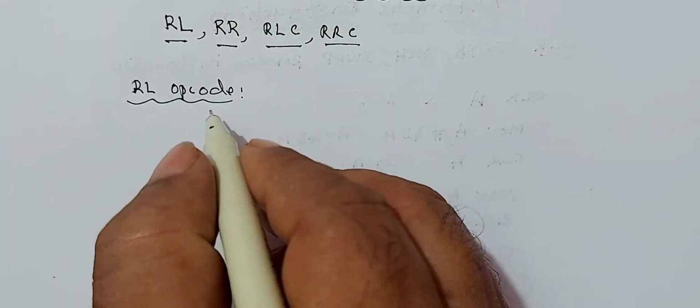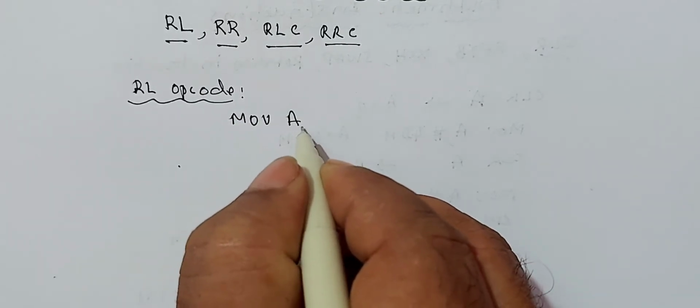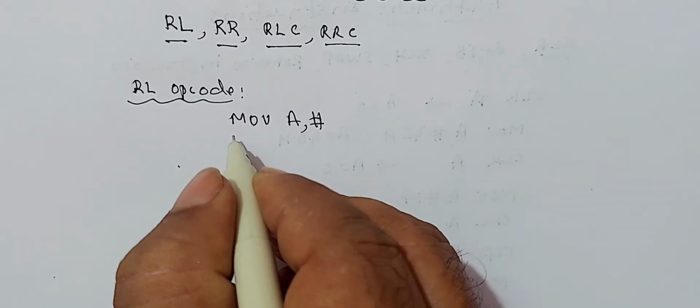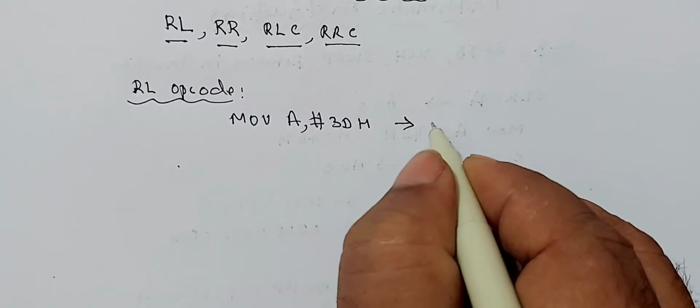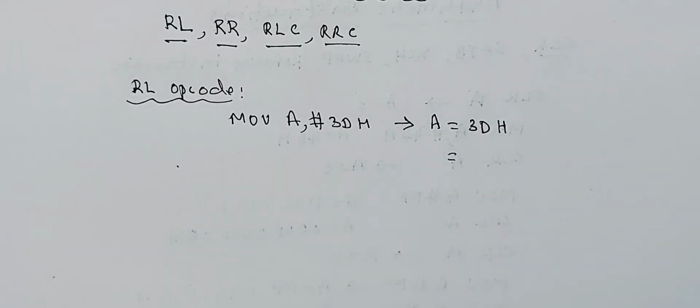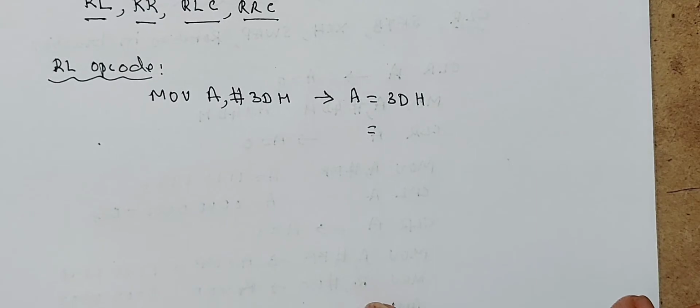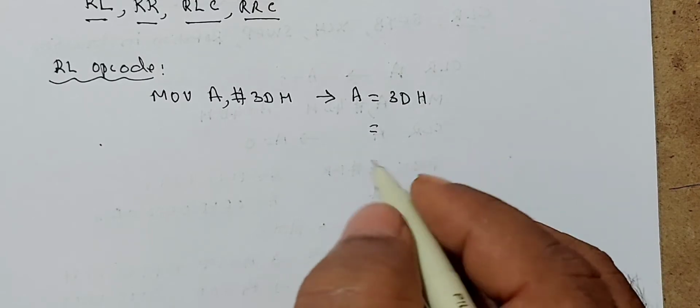RL is an opcode, operation code, used in arithmetic operations in order to rotate the content to the left. I will explain this with an example. First, I will load the register A with some number by the instruction MOV A, #3DH. This shows that A is equal to 3DH. Now, write 3DH in the form of binary numbers. It is a byte, therefore you should have 8 binary digits.